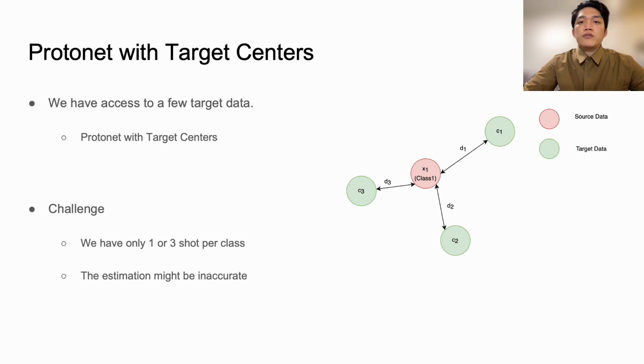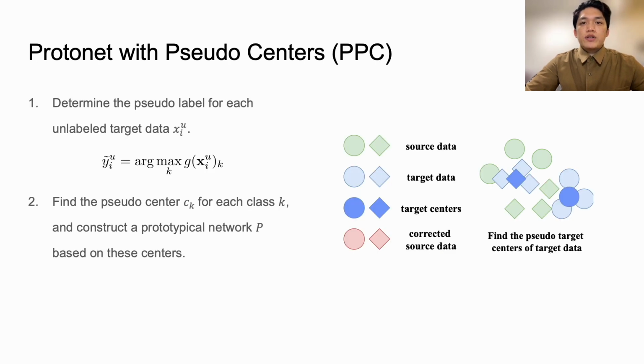Recall that our goal is to build a model that offers a perspective from the target data. In our case, we have access to a few labeled target data. Thus, we can build a protonet with target centers. But the challenge is that, compared to the massive amount of unlabeled target data, we usually have only 1 or 3 shots for each class, making the estimation less accurate. To address this, we propose the protonet with pseudo centers.